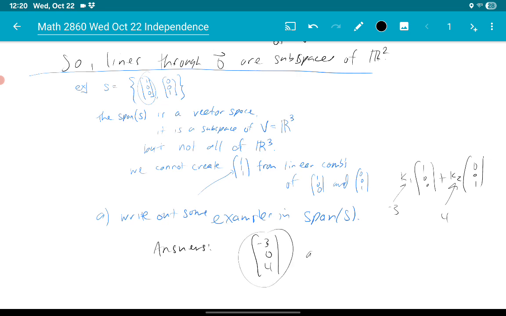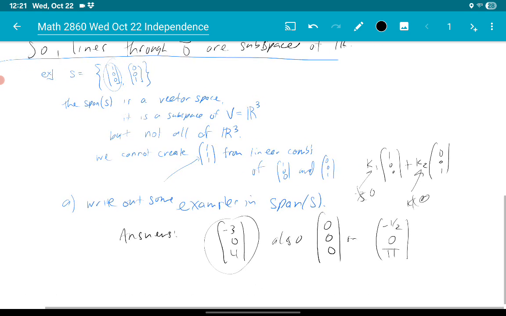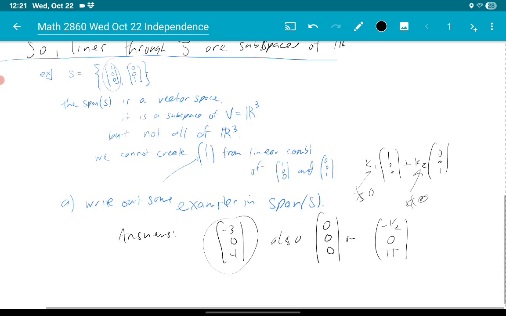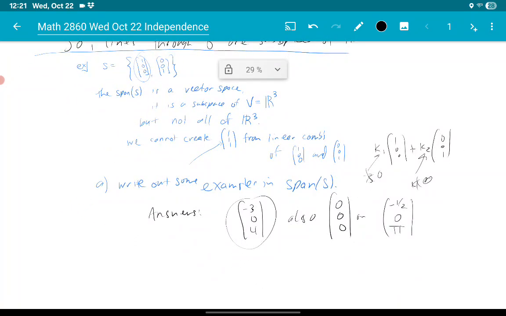Okay, also, of course, (0, 0, 0), because that's always in there in a span, because the coefficients could both be 0, for example. Or (-1/2, 0, pi) is also in there, where K1 would be -1/2 and K2 is pi. Okay, so that's not too bad.